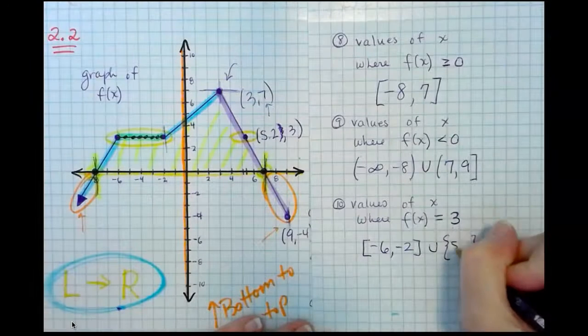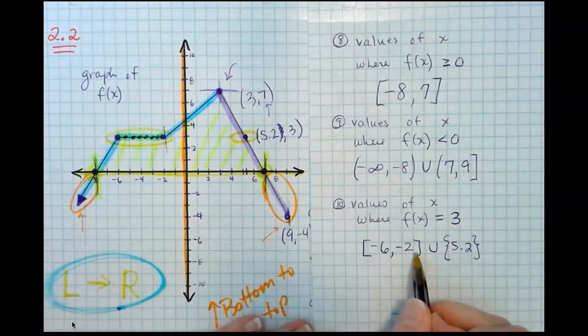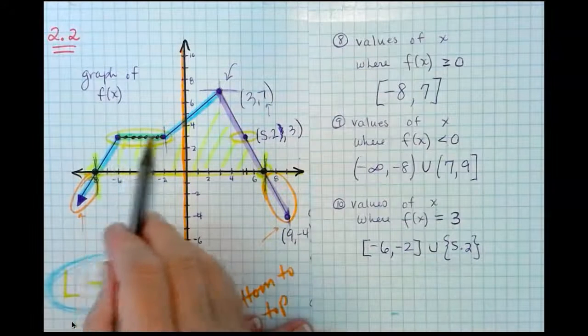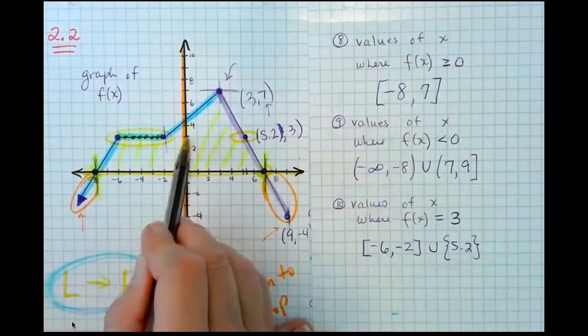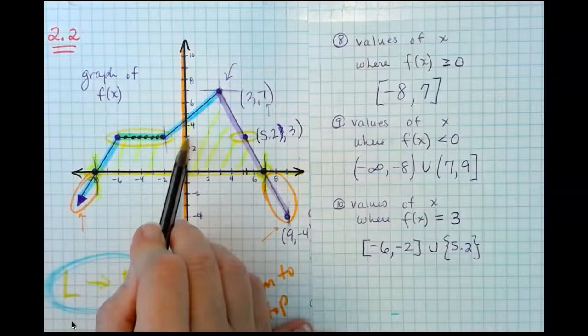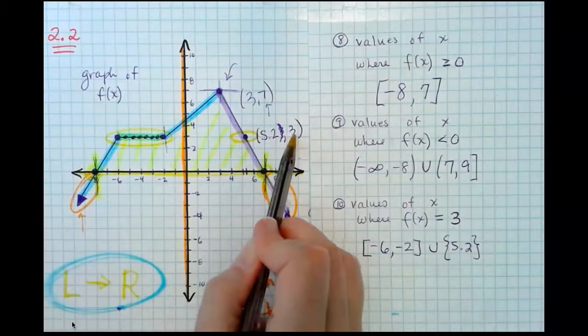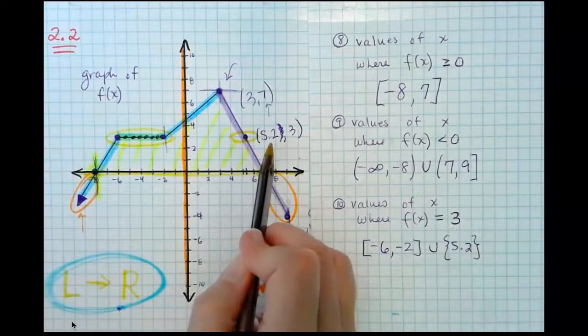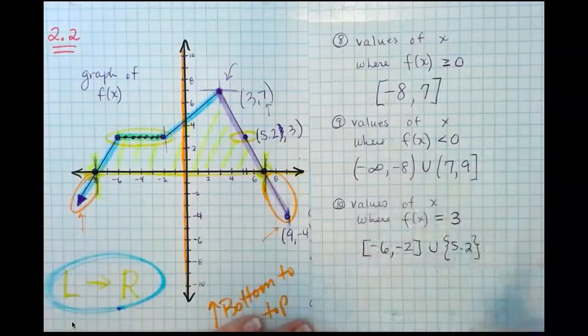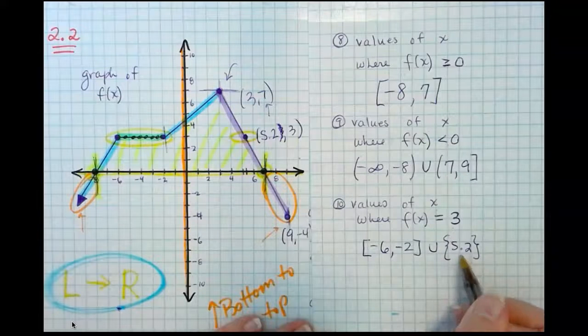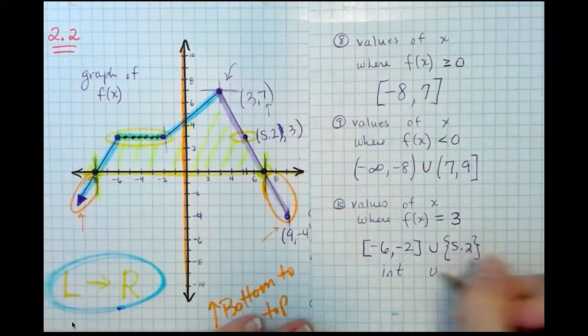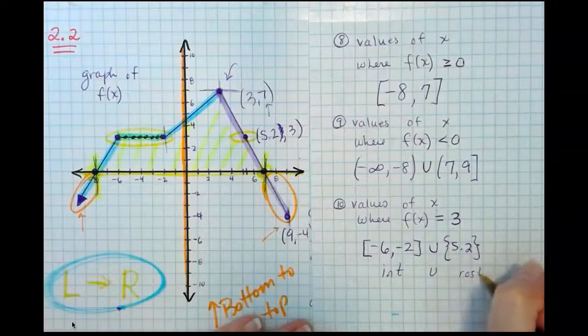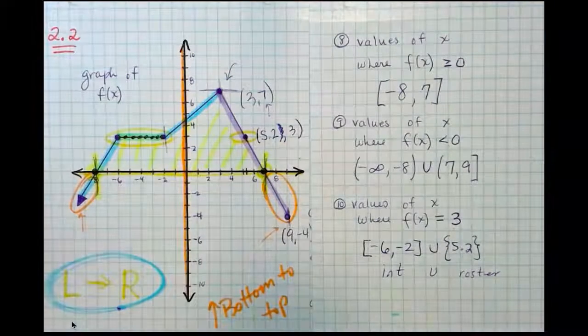5.2. So the interval from -6 to -2, where the graph is constant at f of x equals 3, and then f of x also equals 3 here, which we are saying is 5.2. So that's why it's in a roster notation. An interval in union with a roster. A roster is a list. An interval is an infinite amount of values. We are going to see more problems like that in your homework.